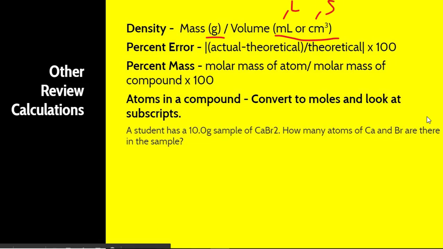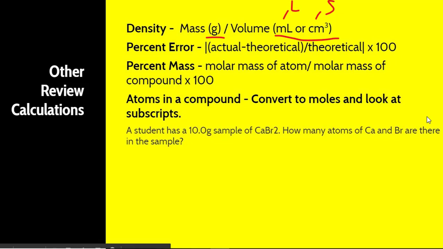Percent error is actual minus theoretical over your theoretical multiplied by 100. Remember that is always a positive value, because percent error is the absolute value away from the theoretical value. Your percent mass, take the molar mass of an atom divided by the molar mass of a compound times 100. Atoms in a compound, we convert to moles, and then we look at the subscripts, and that really helps us figure out how many atoms we have.